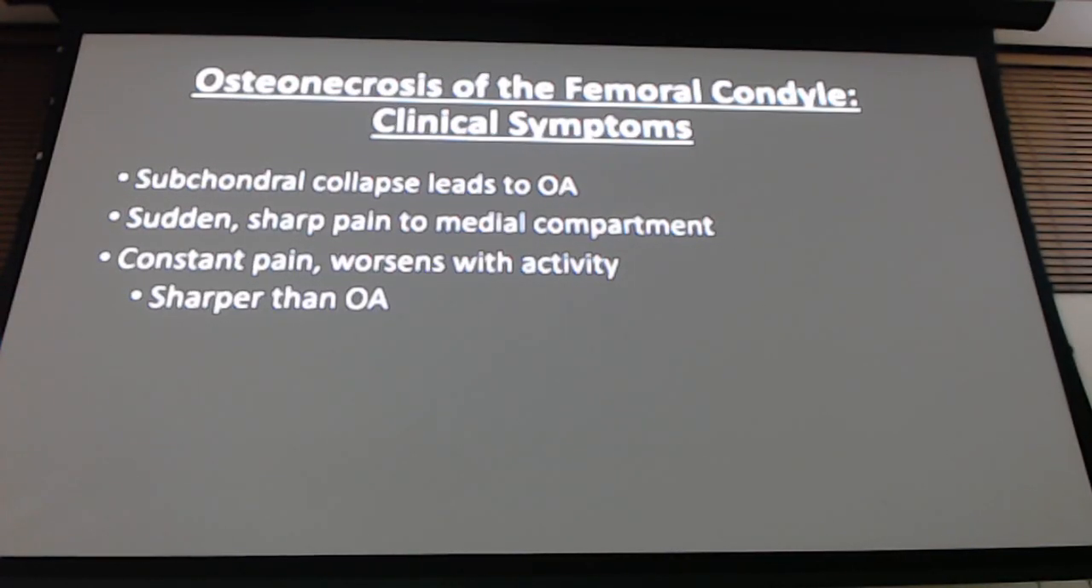So subchondral collapse leads to osteoarthritis. Well, duh. If you're underneath the cartilage, you're in bone, right? That makes sense. And that's what osteoarthritis is, right? So sudden sharp pains in the medial compartment.